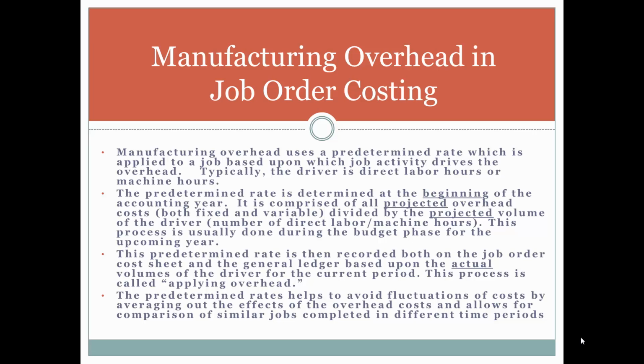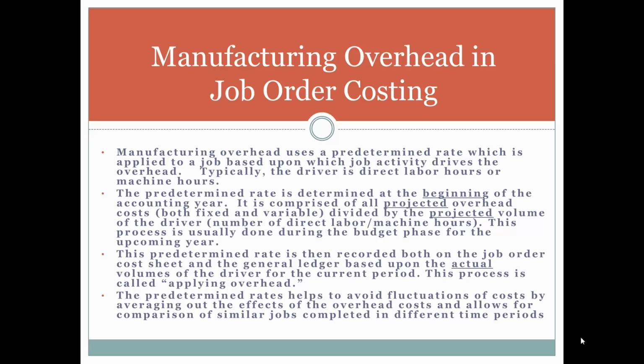The predetermined rate is determined at the beginning of the accounting year. It is comprised of all projected overhead costs, both fixed and variable, divided by the projected volumes of the driver. The number of hours, direct labor hours, or machine hours. So in other words, we accumulate all our projected overhead costs for the entire year, whether fixed or variable, and then we're going to divide them by the projected volume of the driver, whether it be number of direct labor hours or machine hours. This process is usually done during the budget phase for the upcoming year.